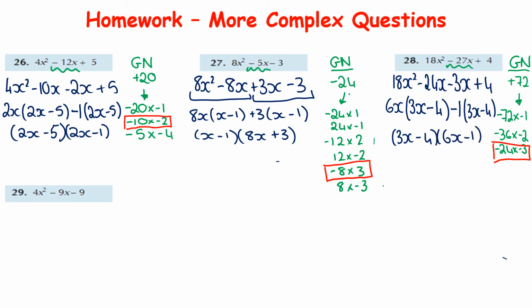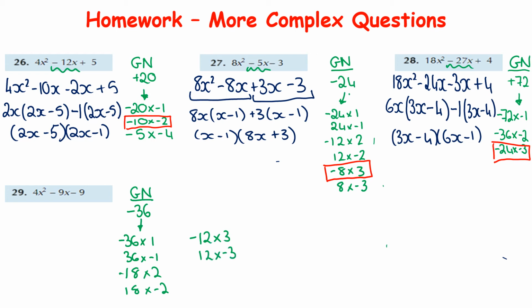So our last one here, our guide number is going to be minus 36. Minus means different signs. So we can have minus 36 by 1 or 36 by minus 1. It's divisible by 2, so minus 18 by 2 or 18 by minus 2. It's divisible by 3, so minus 12 by 3 or 12 by minus 3, and actually we have our answer. We wanted to add to minus 9x, so for us that's minus 12 plus 3.